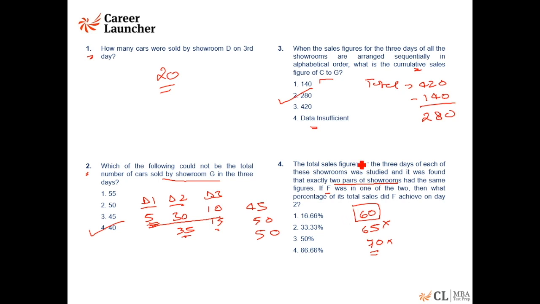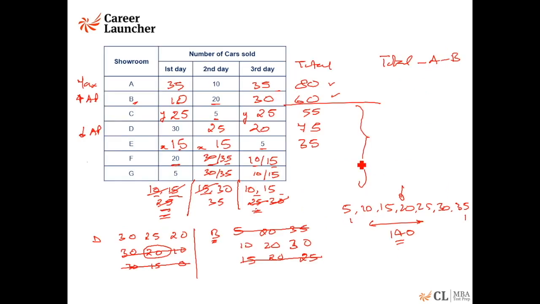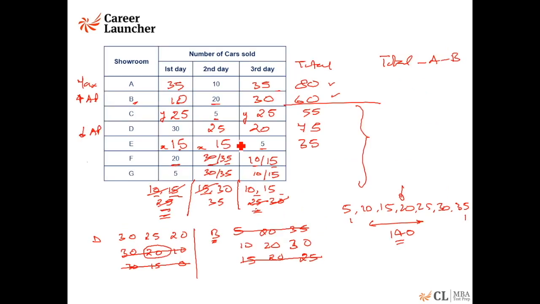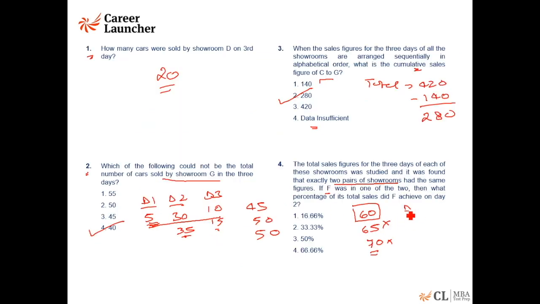Now why am I not worried about G at this point of time? Because there's no choice called data insufficient. So if I've got one pair, that should give me the answer. Okay. So 60 is the common number. If 60 is what F has done, how do you get 60? You get day 1, day 2, day 3 as 20, 30 and 10. That means 60. So what percentage of total sales did F achieve on day 2? 30 by 60, 50%.